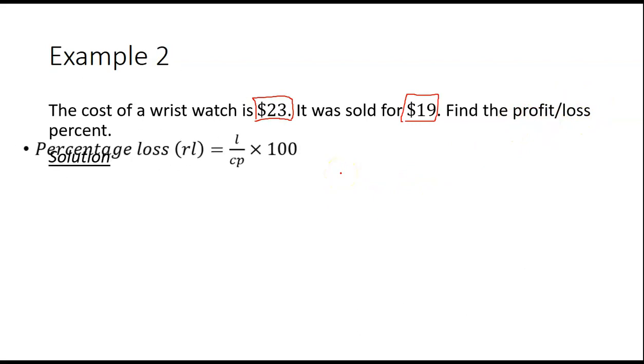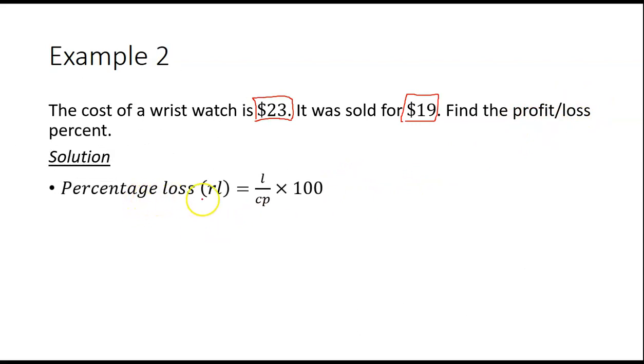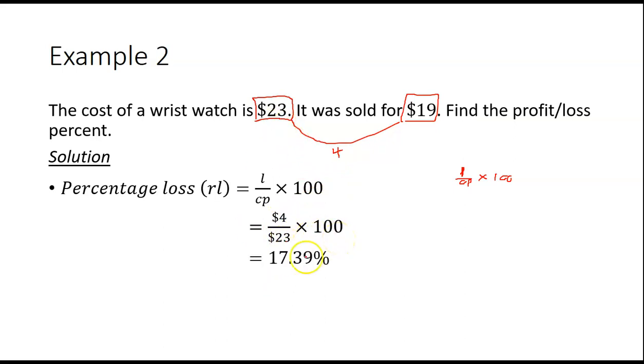So you say that loss percent or percentage loss is equal to loss over CP times 100. Do you remember that profit percent is profit over cost price times 100? So you use the same sense over here: loss over cost price times 100. So what is the loss? You bought the thing at $23 and you sold it at $19, meaning you've made a loss of $4. So the loss is 4 over the cost price, which is 23, times 100. So that gives you 17.39%. So that's the loss percent.